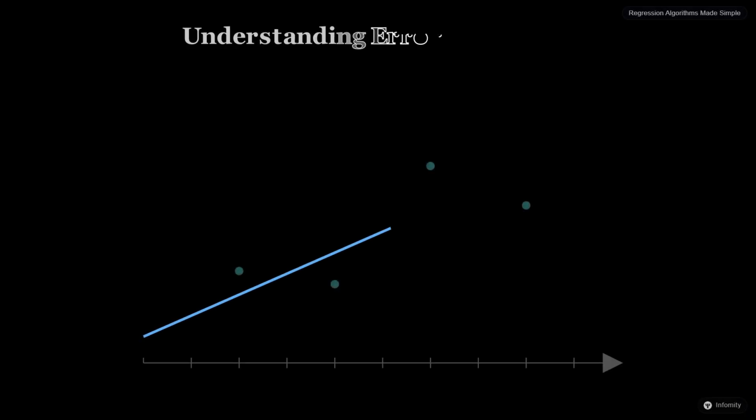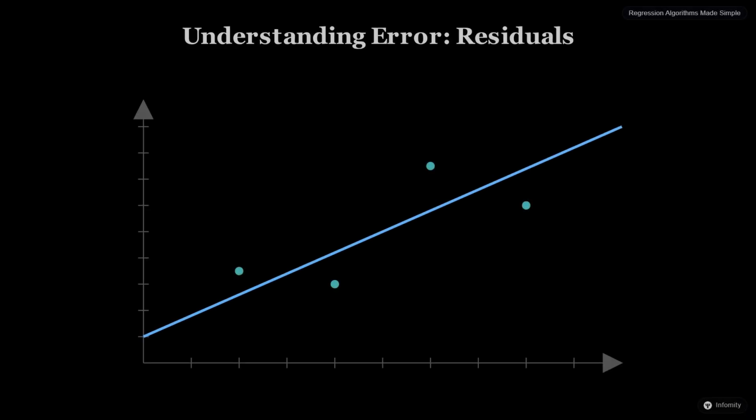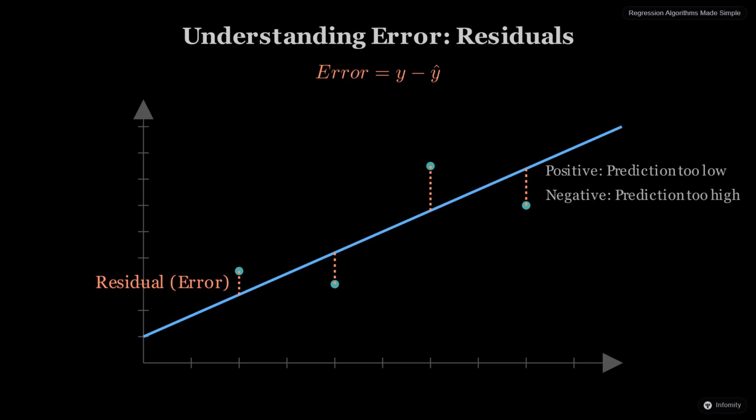While our regression line aims to capture the trend, it won't perfectly pass through every data point. The difference between the actual observed value, y, and our model's predicted value, y hat, is called the error or residual. Visually, this is the vertical distance from each data point to the regression line. Some errors will be positive, meaning the prediction was too low, and some negative, meaning it was too high. Our goal is to find a line that minimizes these errors overall.